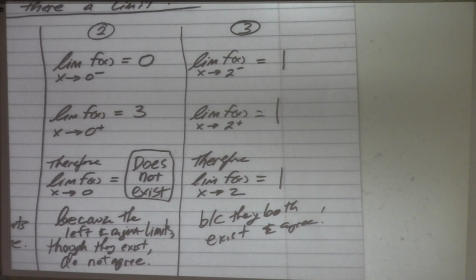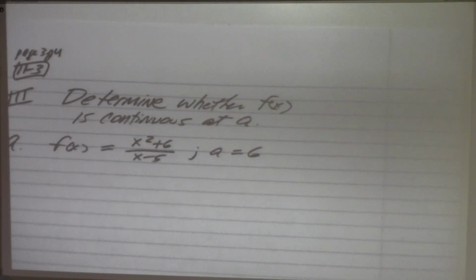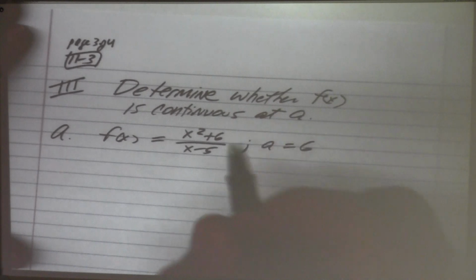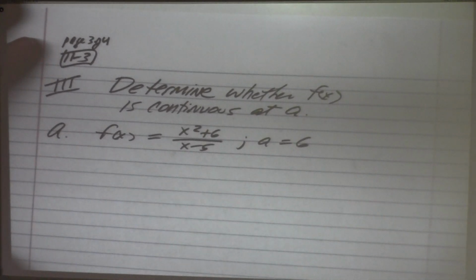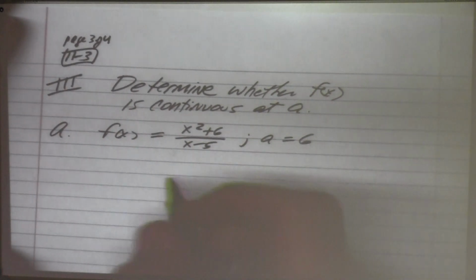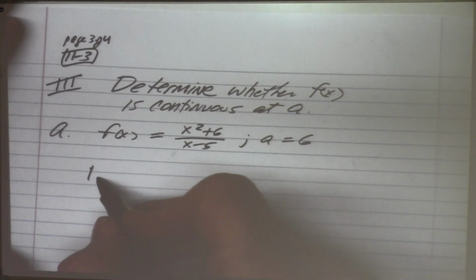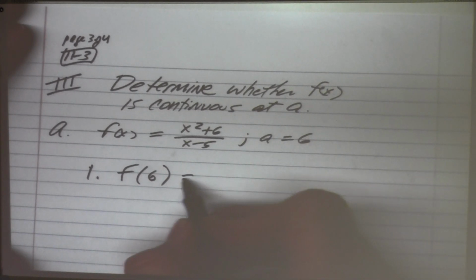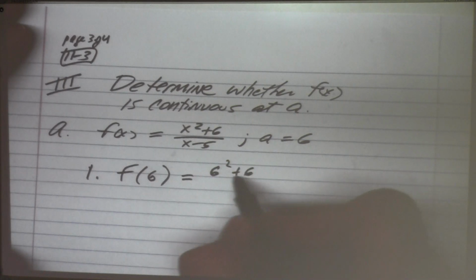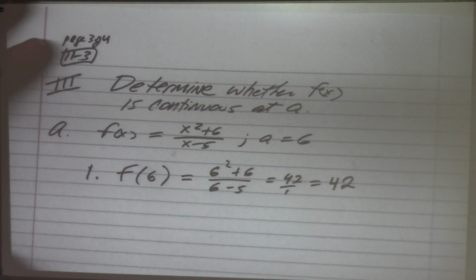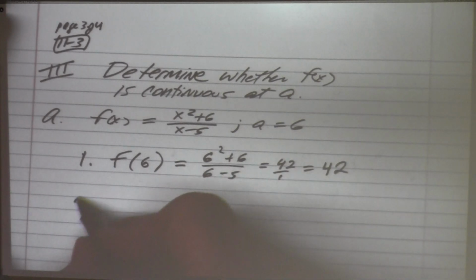Okay, now let's look at another example of one of them here. Determine whether this function is continuous at A. Here's the function, and the A we're using is 6, or rather the limit that we're using. So here's what we'll look at. Here's a way of doing it when you have just the function. We don't have a graph to look at. What we're going to do here is, one, figure out what the function is at A. So that means we need to put that in there. Calculate it, 42 over 1, so we get a 42. It's defined.